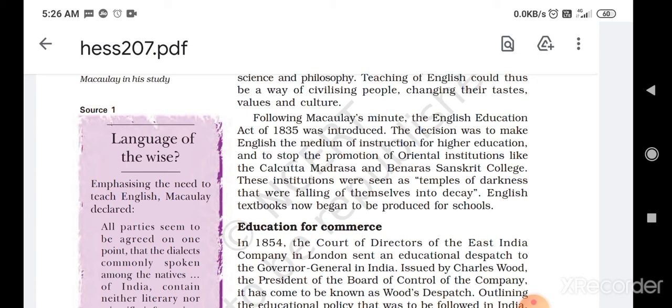English textbooks. Now, as it was finally declared that English would be the medium of higher education, English textbooks started to be printed in India again. Okay, so this paragraph was complete till here.